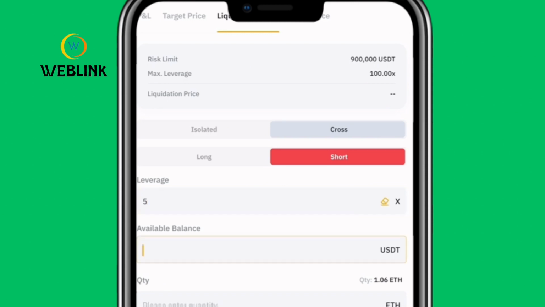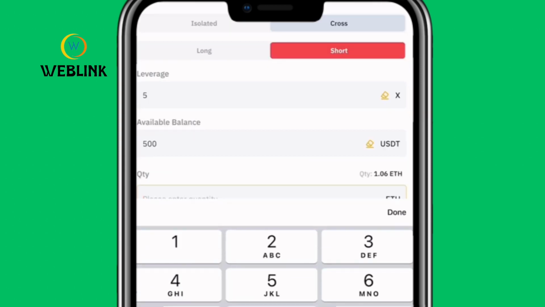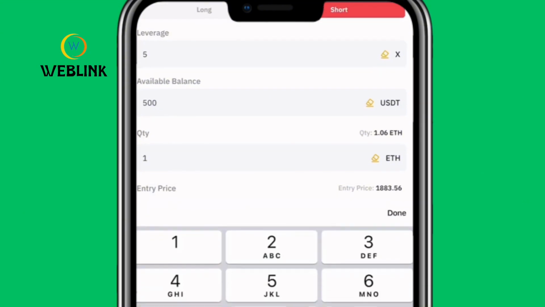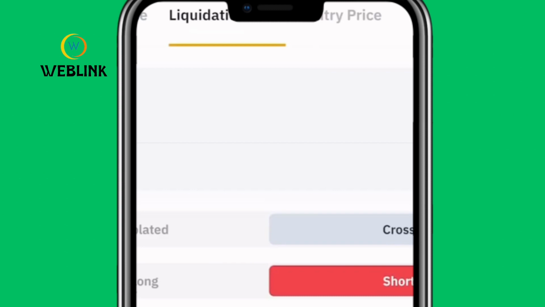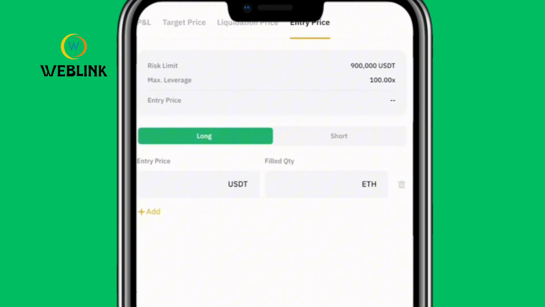Now the available balance of USDT you want to use. So let's say for example you want to use $500. And then the amount of ETH is just 1 ETH. Entry price, let's pick 1,880. And then you just tap on calculate. And then at the top, you'll be seeing that your liquidation price is 2,368 USDT. Don't forget we are shorting. So if you are shorting and you enter this trade, your liquidation price will be 2,368 USDT.